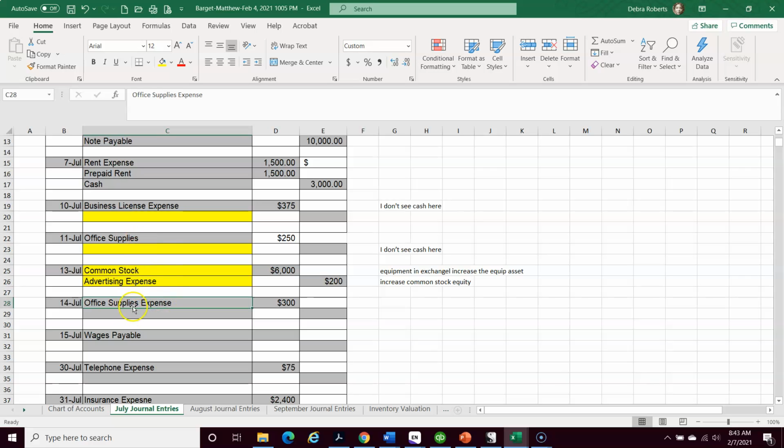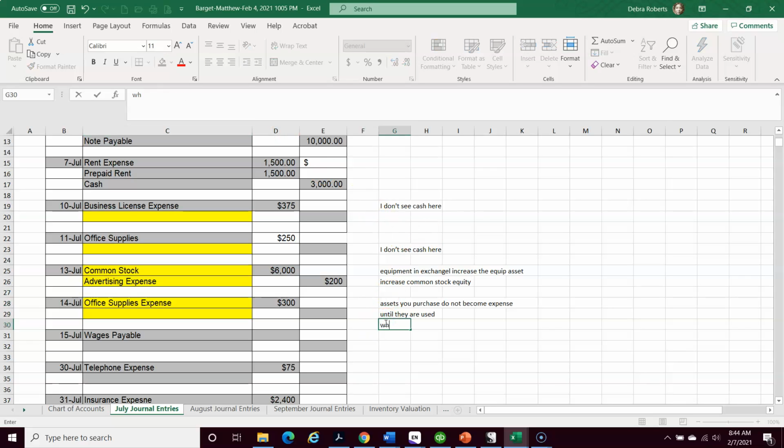Now, this particular entry here on the 16th or the 14th of July, you're purchasing office supplies. But remember, assets you purchase do not become expense until they are used. And you will record that in your adjusting entry. So I'm going to highlight this. And I'm going to also say, where is the cash in this entry?